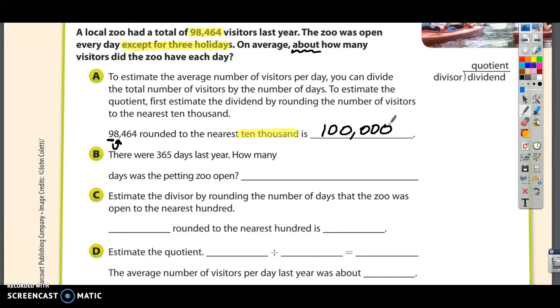There were 365 days last year. How many days was the zoo open? We know that it was open every day except for the 3 holidays. So if we subtract 3 from 365, we get 362. And then on question C, we're going to round that.